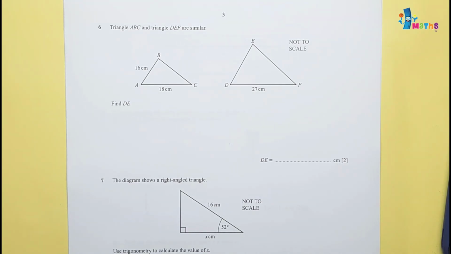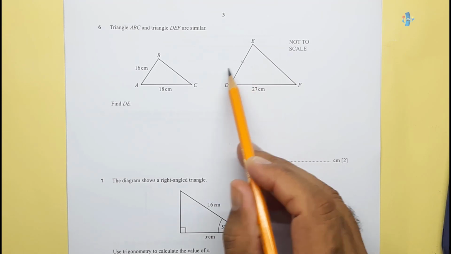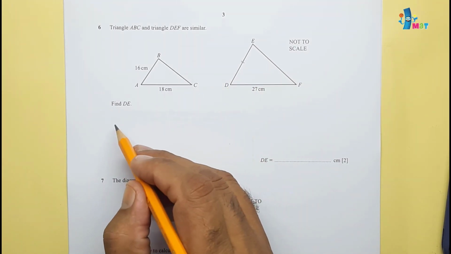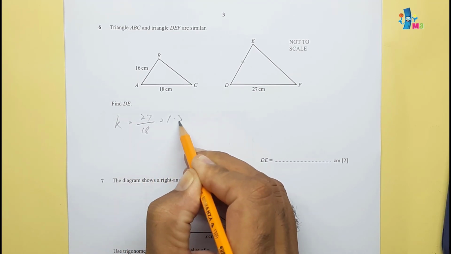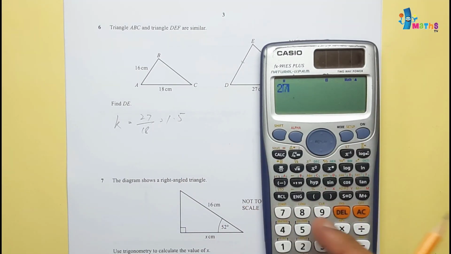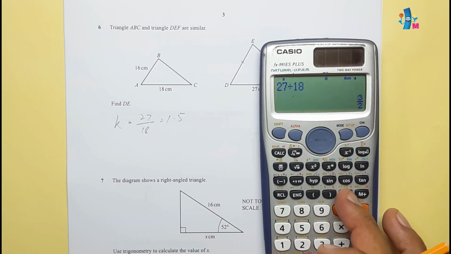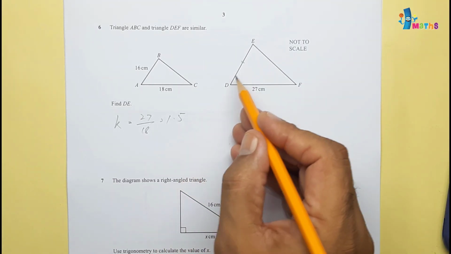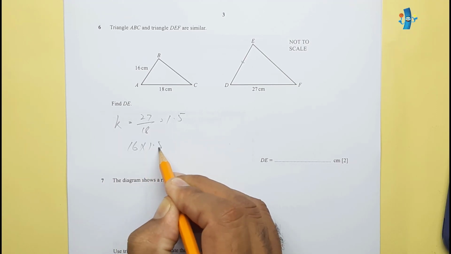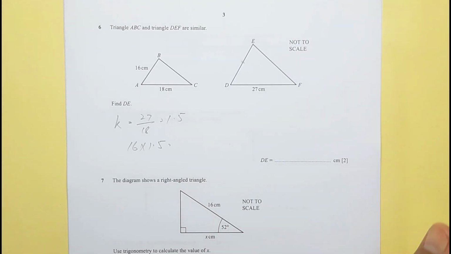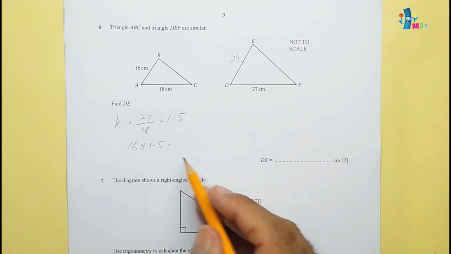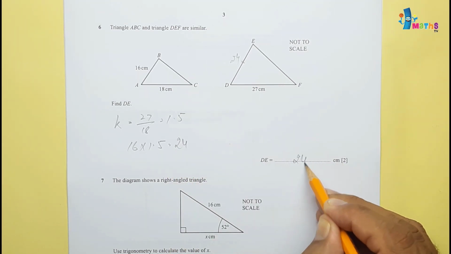Then here comes question number 6, which is similar triangles, triangle ABC and triangle DEF. For similar triangles, we have to find DE, and DE is this side. These two side measurements are given. We'll find the value of K, and the value of K is 27 divided by 18, which is equal to 1.5. We can check with the calculator also. 27 divided by 18 is equal to 1.5. So this is the value of K. So 16 multiplied by 1.5 is equal to what? 16 multiplied by 1.5 will be equal to 24. So this side is 24 centimeters, and our answer will be 24 centimeters.